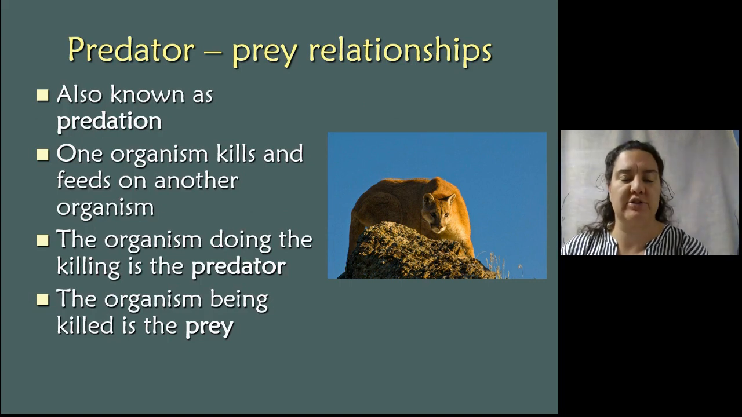So in predator-prey relationships, this can also be known as predation, where one organism kills and feeds on another. So mountain lions might kill elk. The organism doing the killing is the predator, and the organism being killed is the prey.